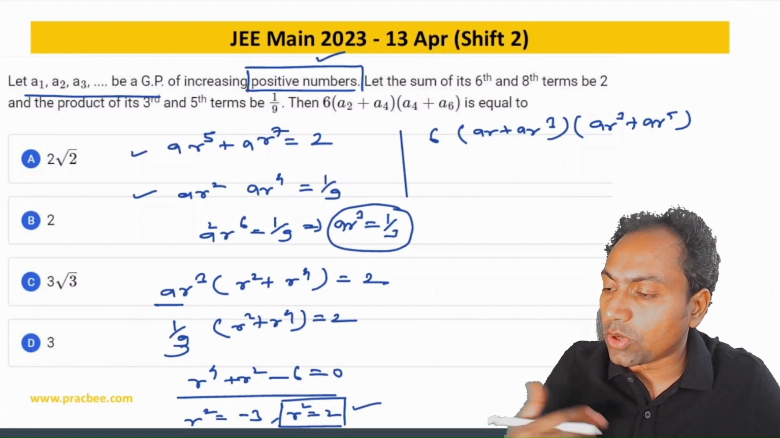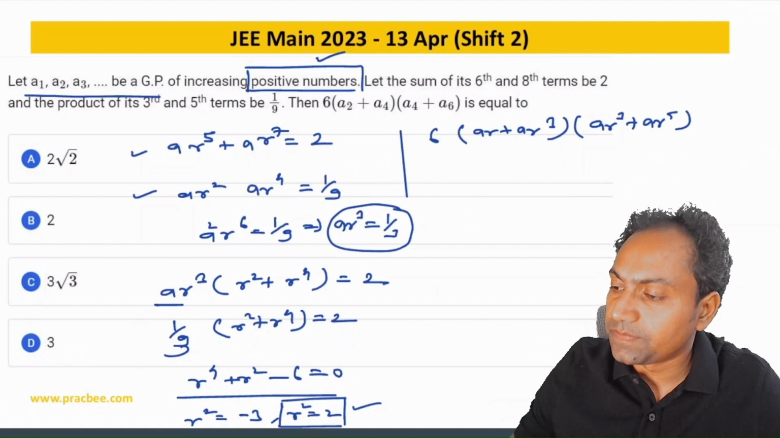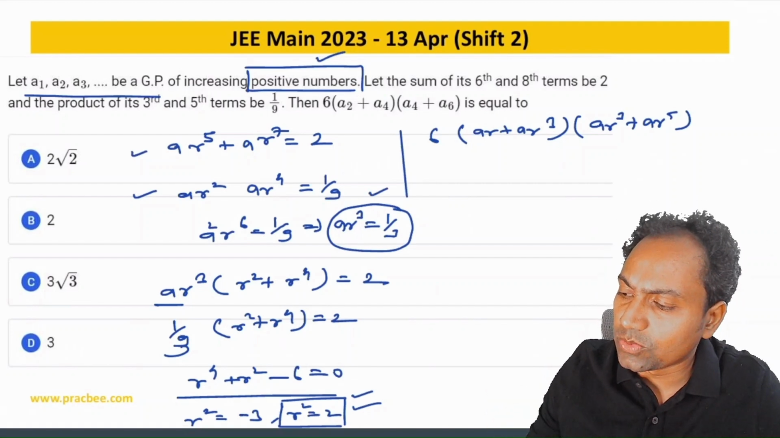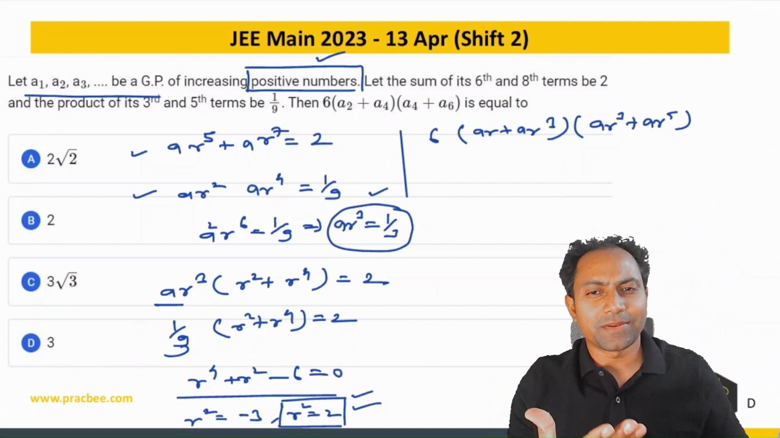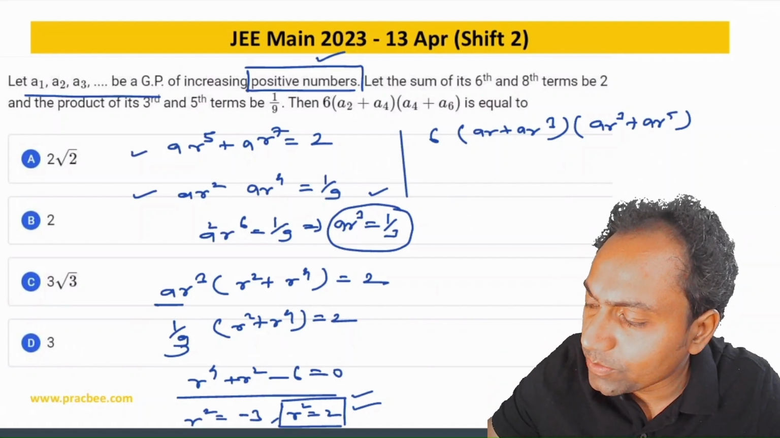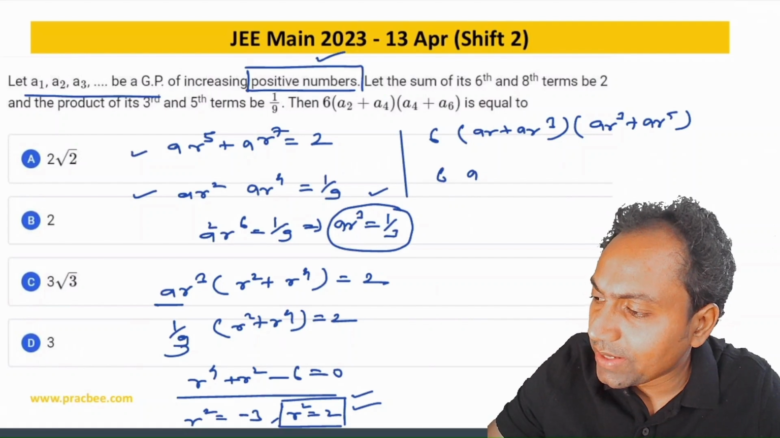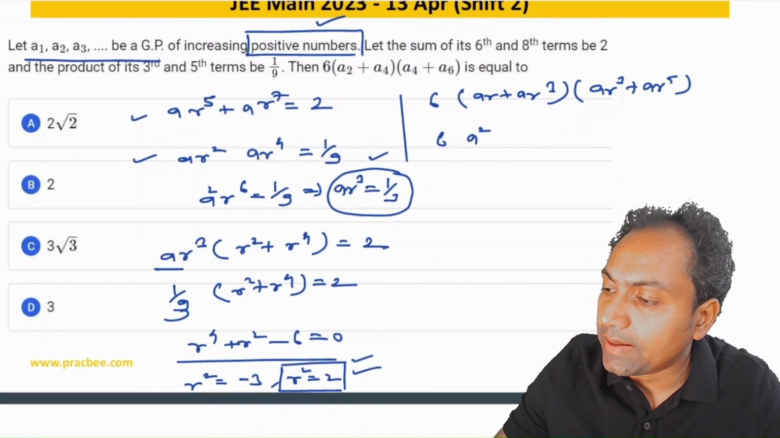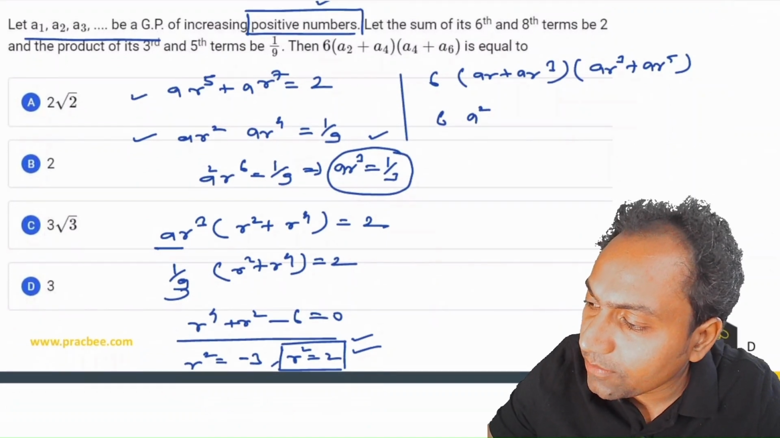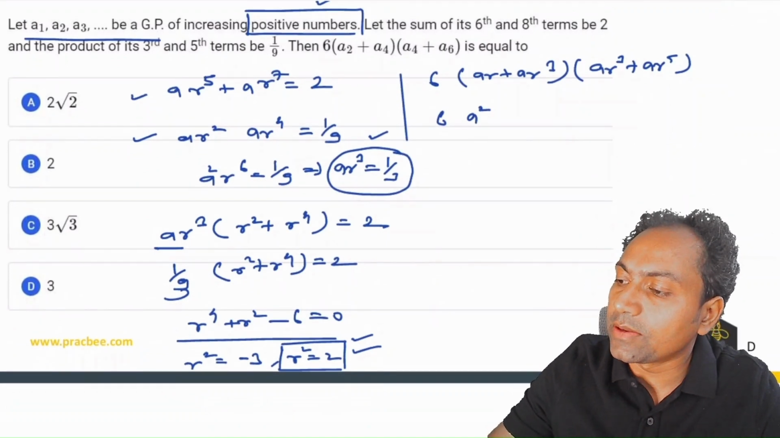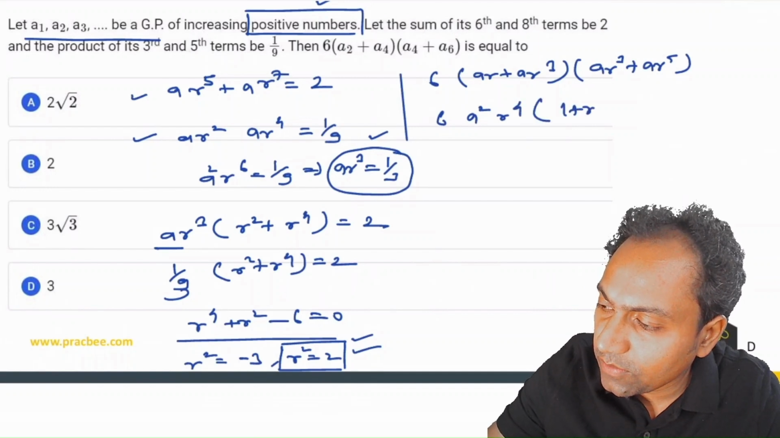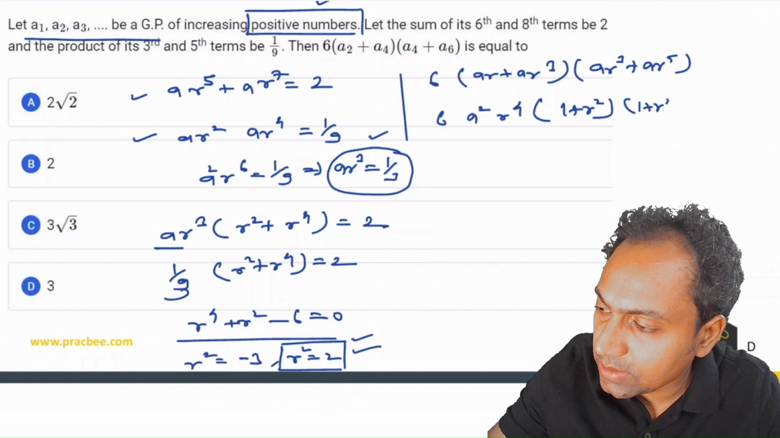Now, if I use all of this information to solve the question, I have two important ideas. One, AR cube is equal to 1 by 3, and R square is equal to 2. I can solve further, but it is not required because I can reduce my question into the required form. So if I take A common from both the terms, it becomes A square. And if I also take R from the first term and the R cube part from the other one, it becomes R raised to the power 4. Rest is nothing but 1 plus R square into 1 plus R square.